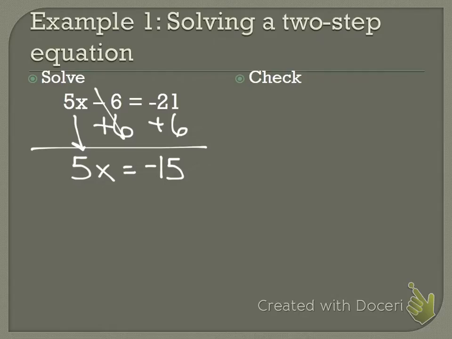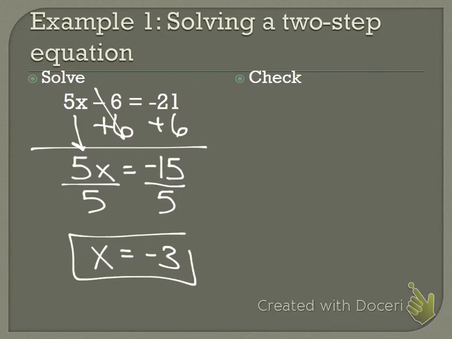And this should look familiar. How do I solve for x? Now I divide both sides by 5. x is negative 3. The way I check this is I'm going to go back and plug it back in.